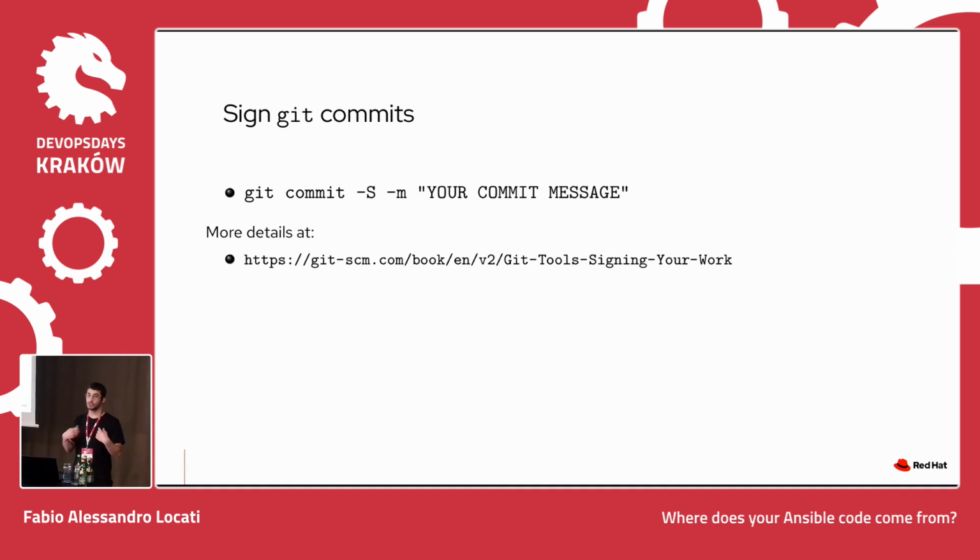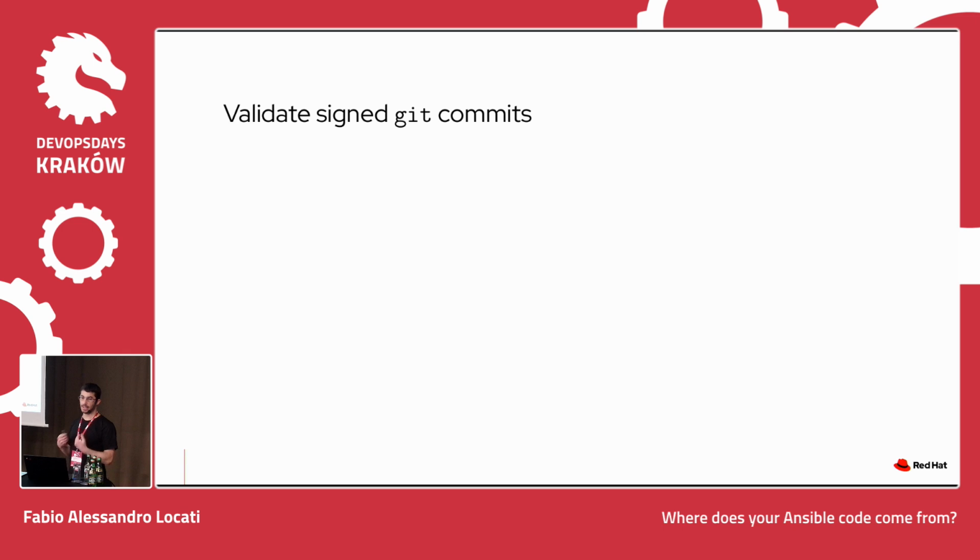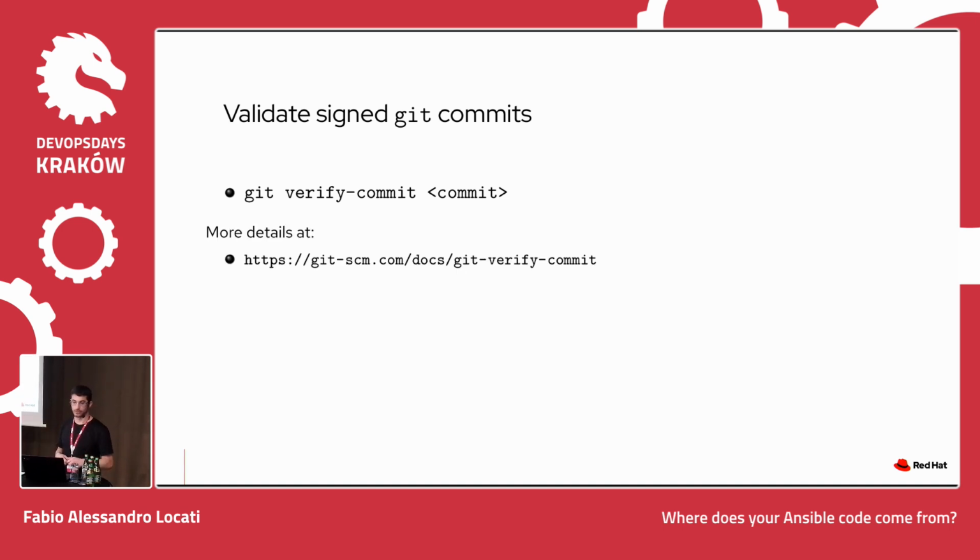But from a user perspective, it's really just one additional flag. And also, you can set the client in a way that it automatically adds the signature at every commit. You don't have to specify it. So it's very trivial for our developer to actually do this. And then we can validate those Git commits in a very simple way, which is git verify-commit and then the commit ID. So there is also very good documentation on this, very simple.